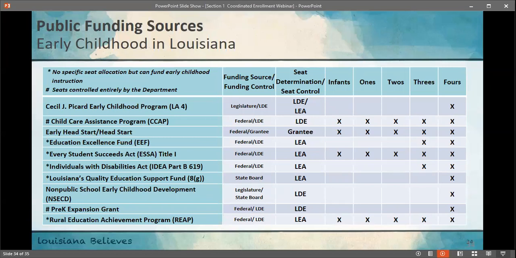But if you look across this table, you can see which of the funding sources serves which age group. So looking across the top row where it says the P-Card Early Childhood Program, or LA4, you can see that there's an X in the fours column. So that means that that funding source is only available for 4-year-olds. Whereas if you go one down, the Child Care Assistance Program is available to infants through 4-year-olds. So this is just informational. There's no ask here now, but we want to make sure that you have this information.